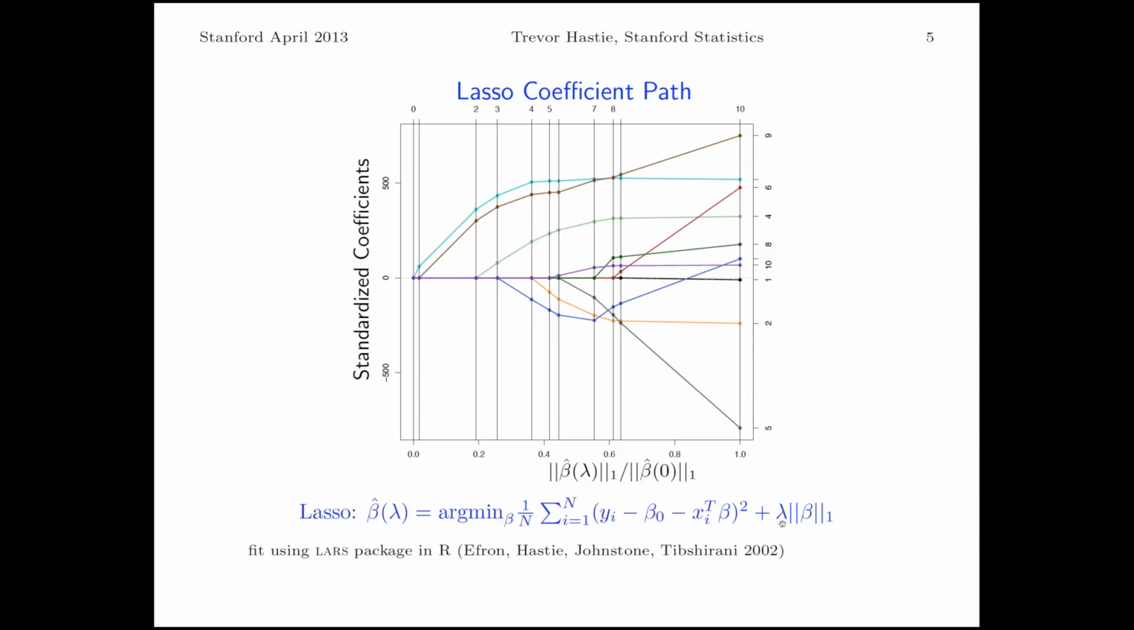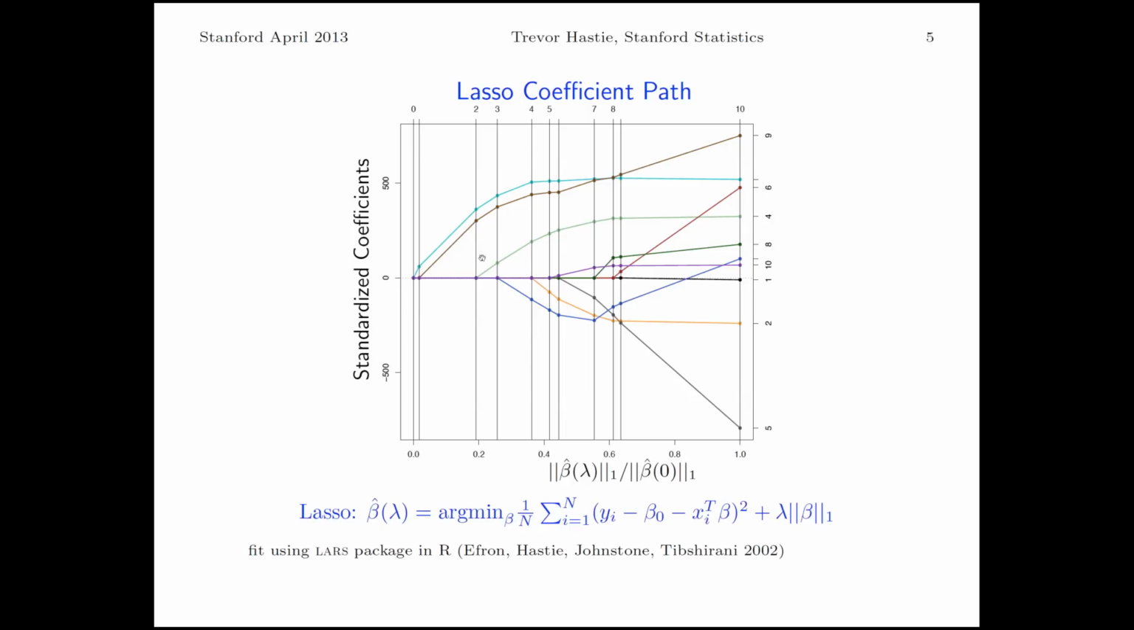So here, as lambda becomes big, that'll push the L1 norm of the coefficient towards 0. Okay? So this profile was actually fit using the Lars package in R, which was developed by the idea by Brad Efron and the package by me and others with Johnson and Tibshirani, who were co-authors of the paper.